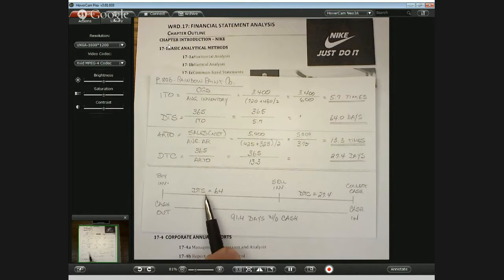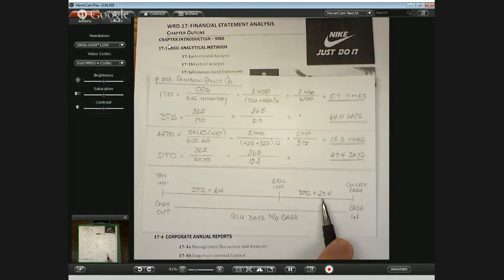If you add the days to sell to the days to collect, you get the days without cash. The days without cash represent the number of days that the company must have lines of credit, short-term borrowing, on hand in order to pay its bills and employees during this period of time that it is waiting for cash.